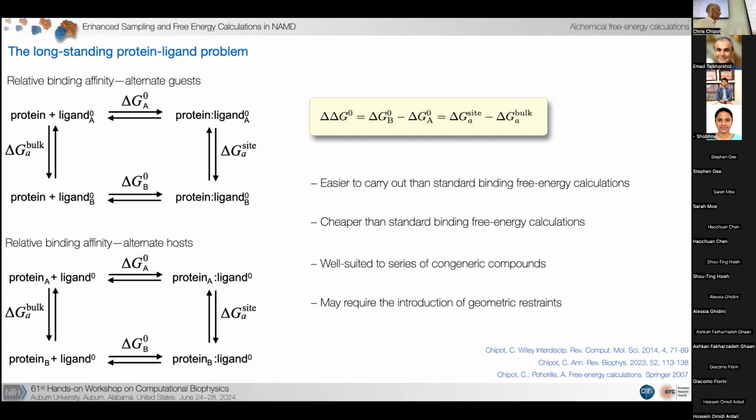So it may or may not require geometric restraints to do this transformation. And this is well suited, especially this, well suited to congeneric compounds. You don't want to transform, especially with dual topology, molecules, substrates that are very different.